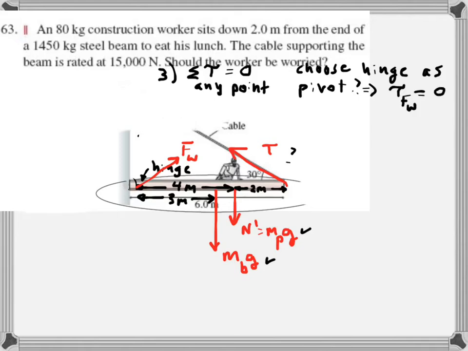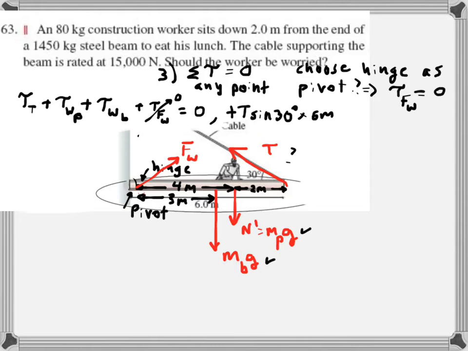So the equation then says that the torque of the tension plus the torque of the weight of the person plus the torque of the weight of the beam should be equal to 0.